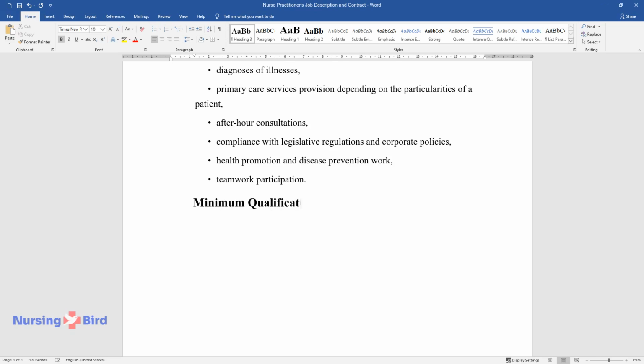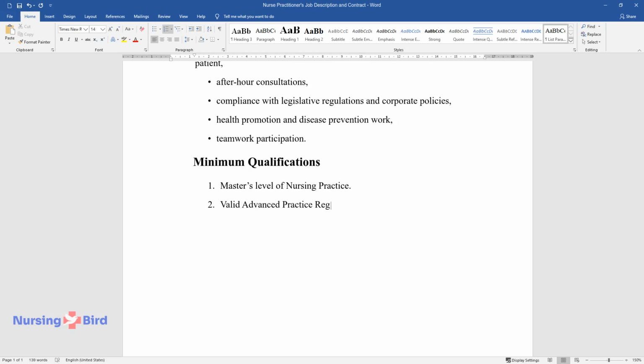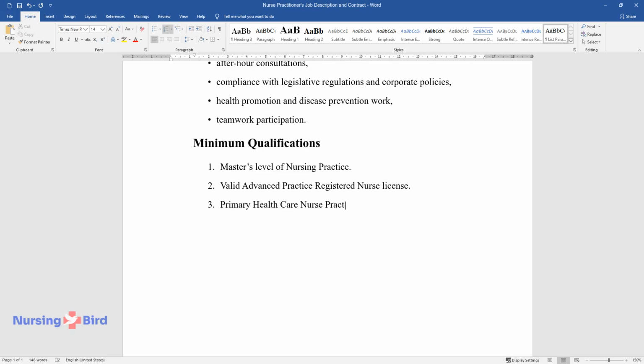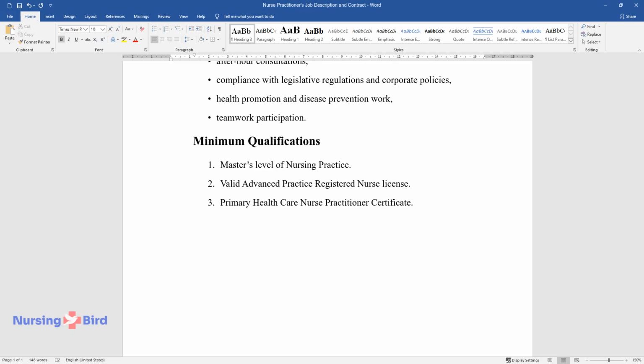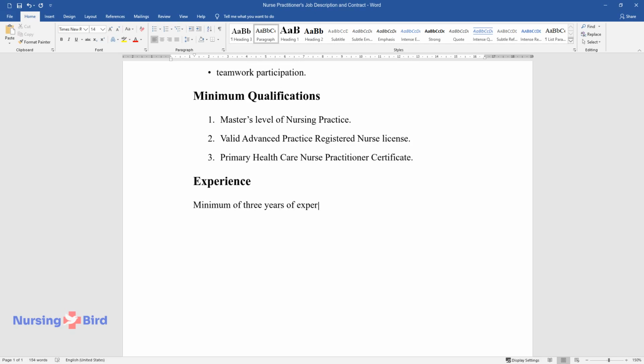Minimum qualifications. Master's level of nursing practice. Valid advanced practice registered nurse license. Primary healthcare nurse practitioner certificate. Experience. Minimum of 3 years of experience working in a primary care unit in the position of NP.